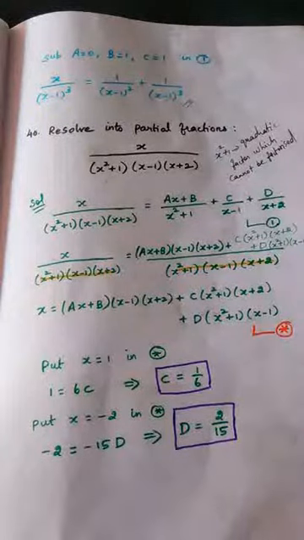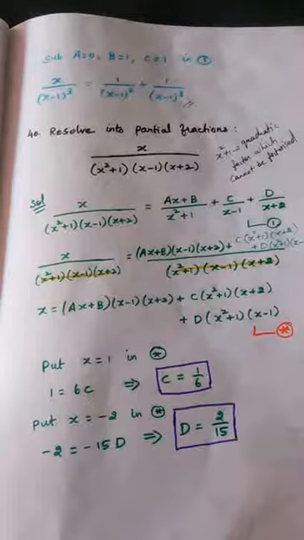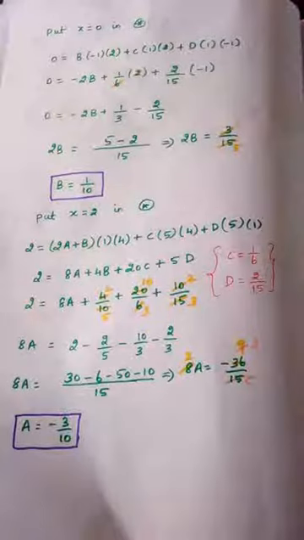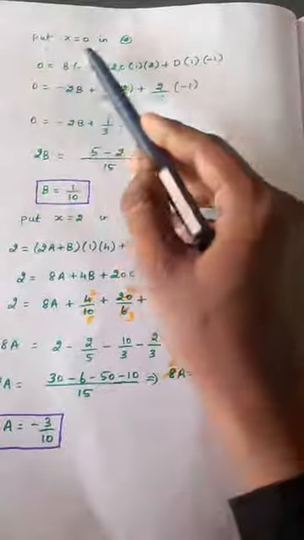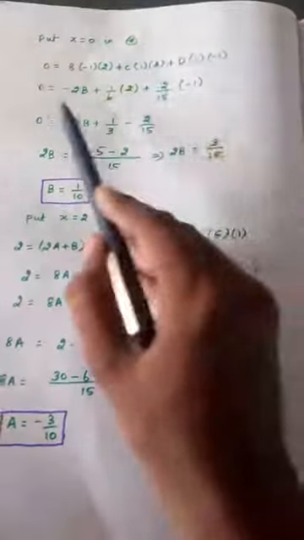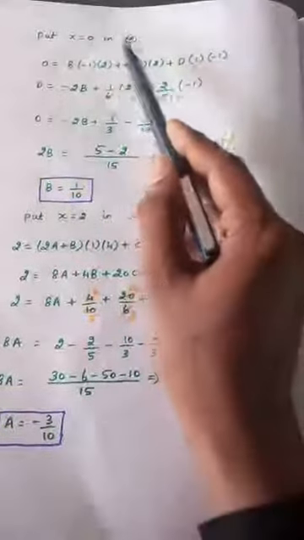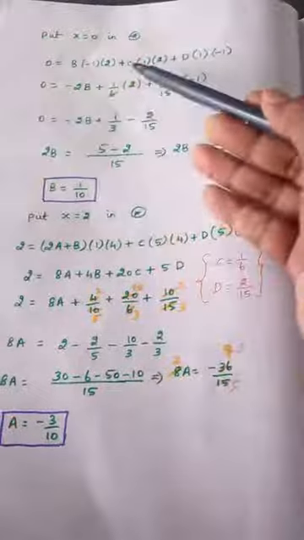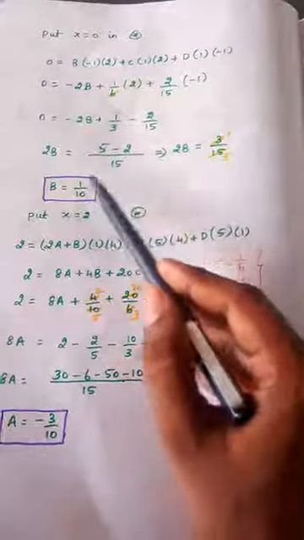What are all the values that we need to find yet? A and B we need to find. C and D we got the answer. So for the remaining, we can use our own values. Put x is equal to 0 in star. So we are getting this. You just check by yourself by substituting x equal to 0 in star. You can do all these simplifications by yourself and get the value of B.